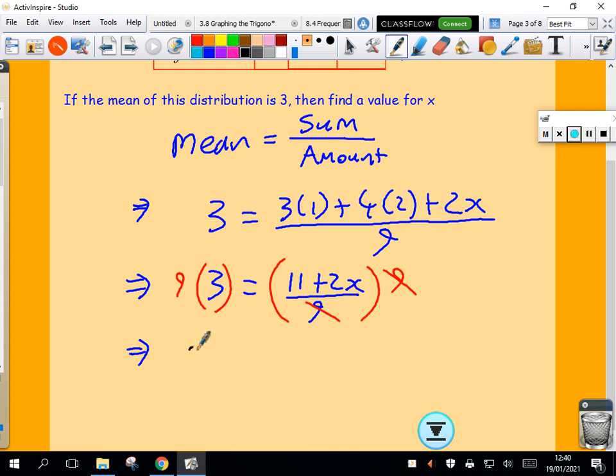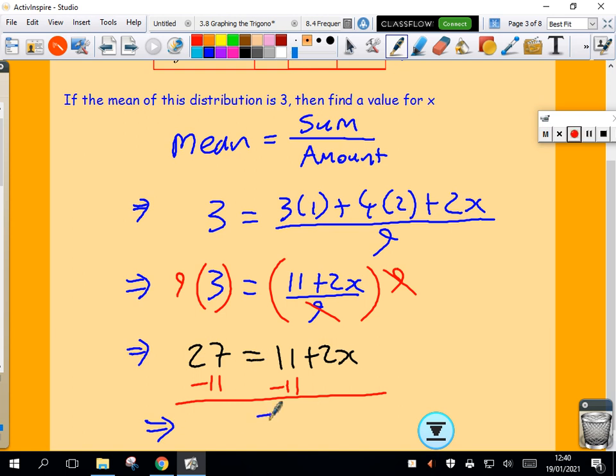And 9 3s are 27. The 9s on the right cancel. I'm going to get 27 as 11 plus 2x. The next thing I'm doing to solve is I'm subtracting 11 from both sides. If equal quantities are subtracted from both sides of an equation, then the two sides remain equal.